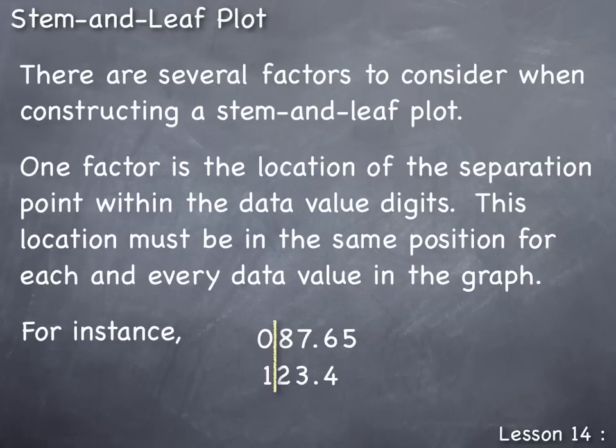There are other choices for the location of the separation point. We could use the separation point between the tens and the ones place value. Or you can use the separation point between the ones and the tenths place values. We also have a choice to make the separation point between the tenths and the hundredths place value. In this case, the value of 123.4 has no digit in the hundredths place value. And if this value was plotted in the stem and leaf plot, the trailing zero would have to be included.